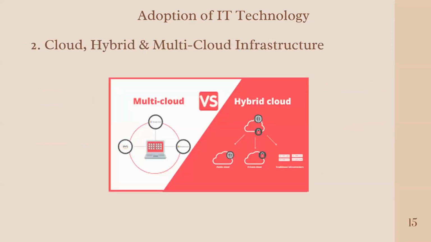Second is cloud, hybrid, and multi-cloud infrastructure. Banks around the world are increasingly shifting towards cloud, hybrid, and multi-cloud infrastructure models. This move supports scalability, enhances the resilience, and allows banks to be more flexible and agile in their operations. The image contrasts multi-cloud, that is using multiple different cloud services, with hybrid cloud, that is a mix of private and public cloud environments, showing how both models are crucial for building modern banking platforms that can adapt to rapid changes and growing customer expectations.